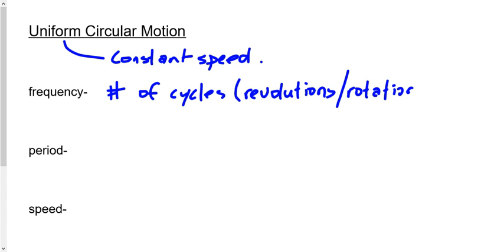You guys know what the difference between a revolution and a rotation is? The Earth revolves around the sun. It moves around the sun. The Earth rotates on its axis. Make sense? So rotation kind of infers a spinning. Revolution infers motion around something. But it's still both circular motion. So the frequency is the number of revolutions or rotations, or in general, we say the number of cycles per unit time. And that unit time that we usually use is a second.